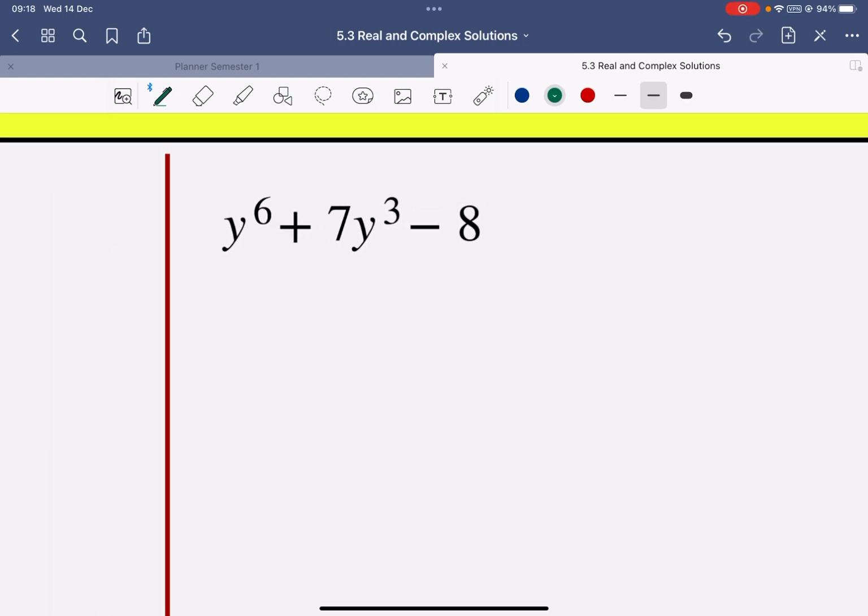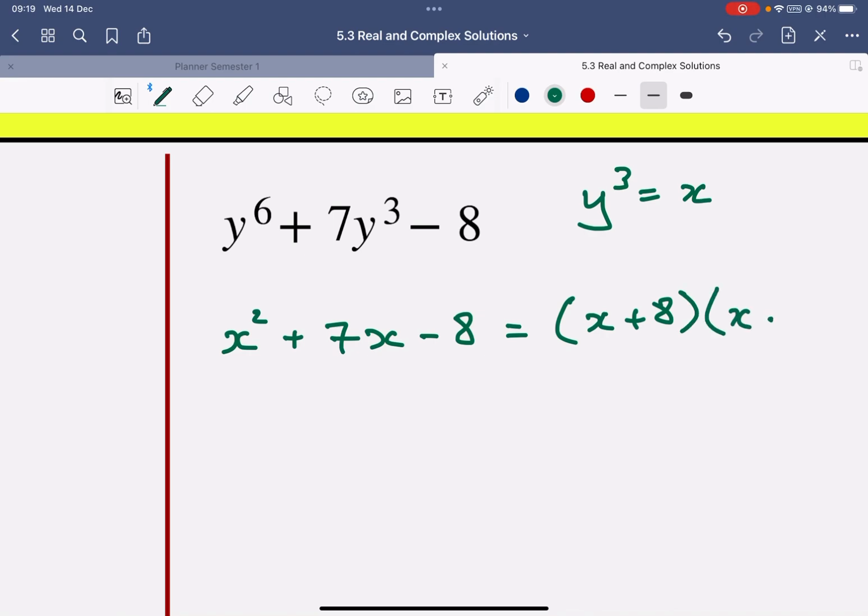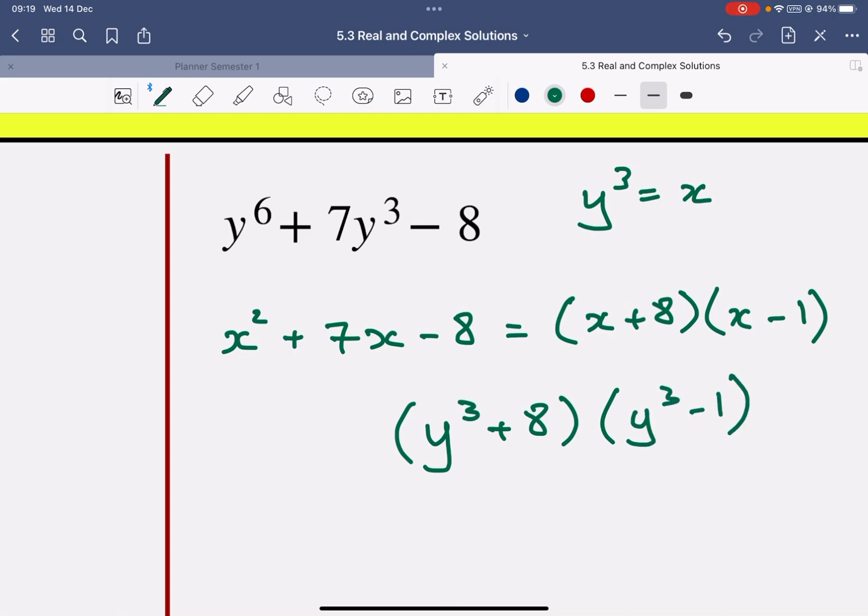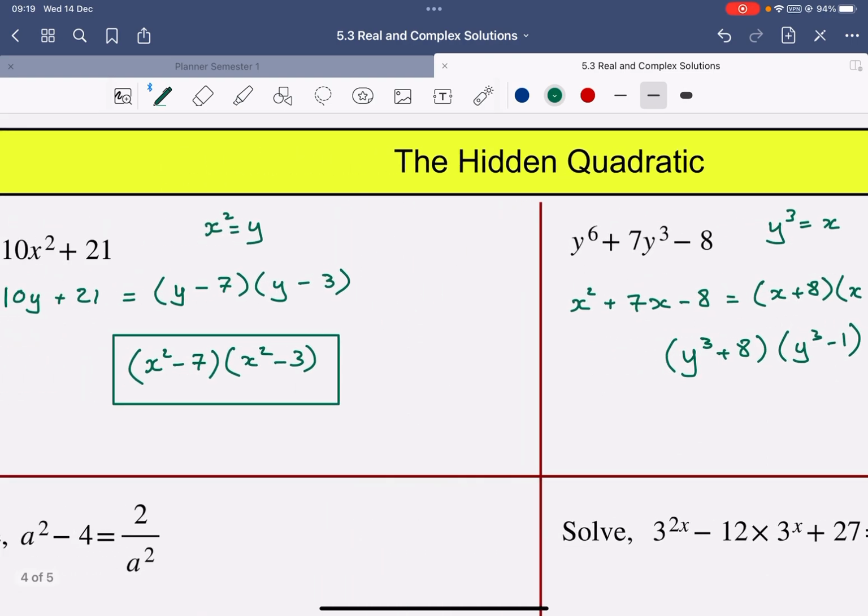Going over here, again, maybe I'll make y to the power of 3 equal x. So using my indices rule, y cubed squared gives me y to the 6. This is x squared, negative 8x, negative 1... again, no equal sign, so I'm just factorizing here. So I think this is going to be (x plus 8)(x minus 1). And of course, it wasn't x, it was y cubed: (y cubed plus 8)(y cubed minus 1). So those two are fairly straightforward.